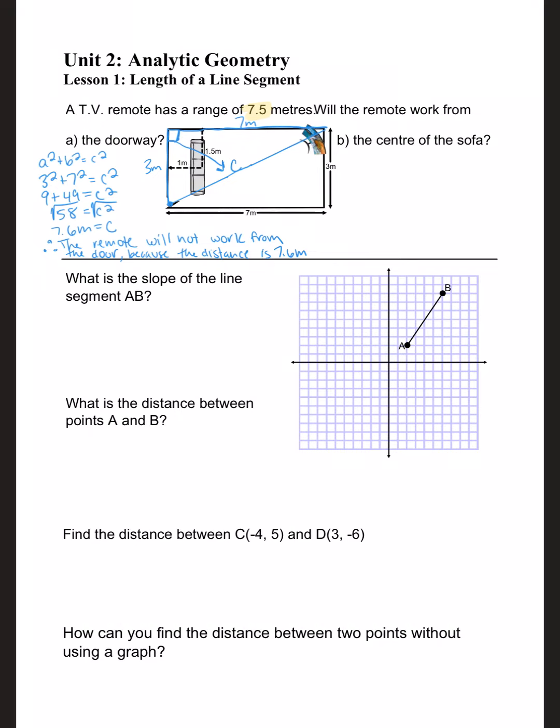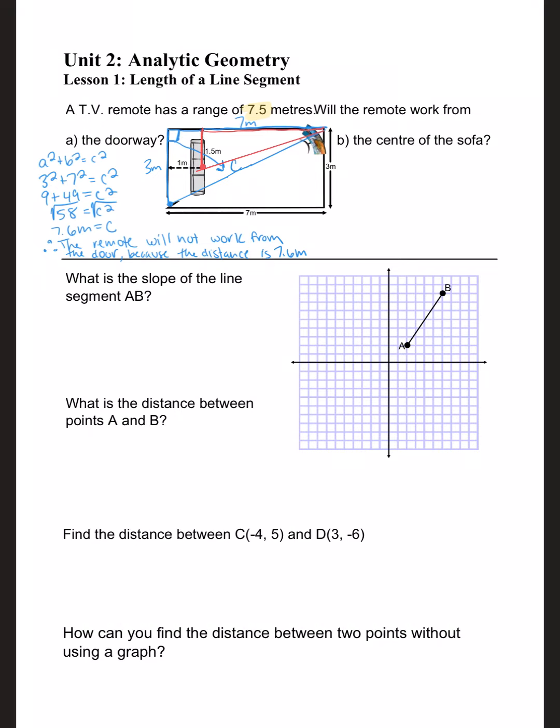The next question is, what about if we were at the center of the couch? If we were at the center of the sofa, would the remote work from there to the TV? The center of the sofa is right here. Let's draw a line from here to my TV and see what that length would be. So now we have this triangle we're creating, this tiny inside red triangle, and we can figure out its side lengths.